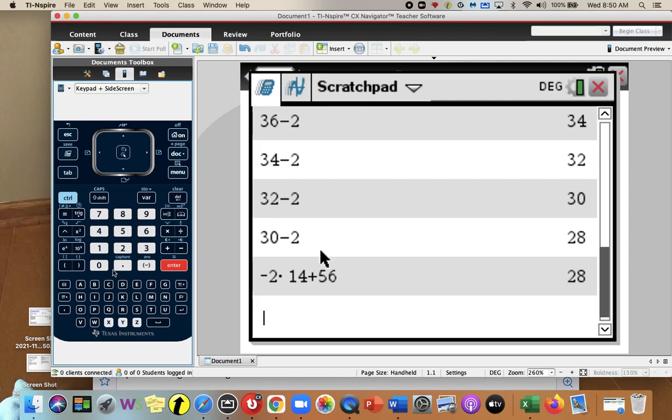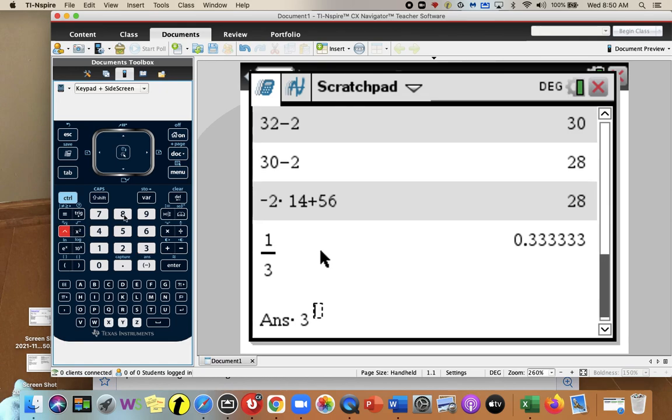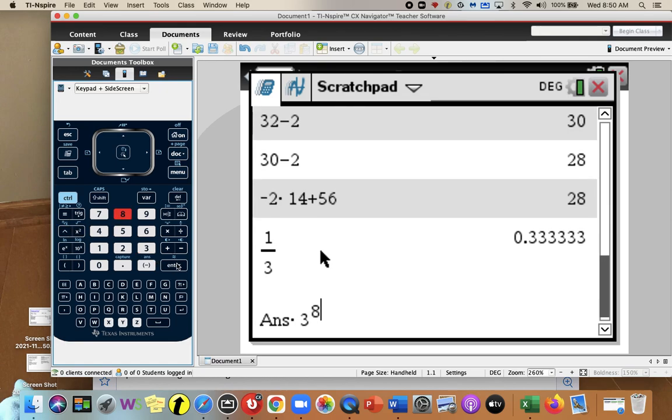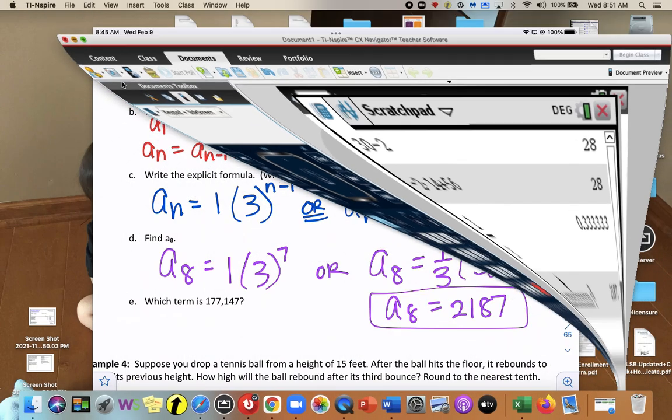Okay, so I'll just do the 1/3, times 3 to the 8th power, and there's our 8th term, equals 2,187. Okay, let's pop that down.